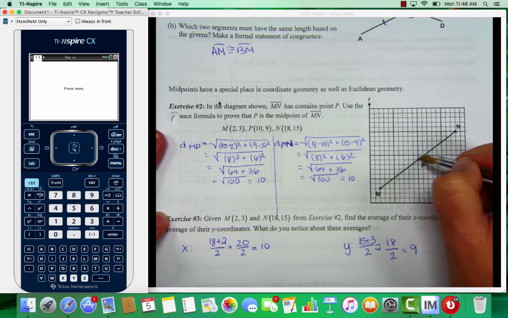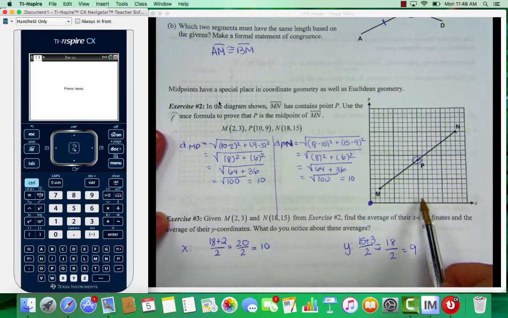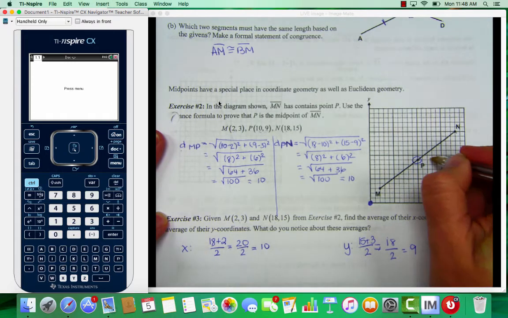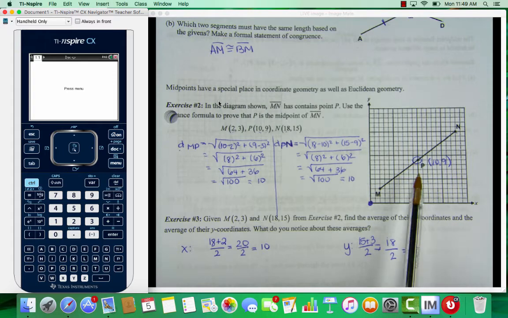Now, if I look at this point P right here, this is my origin, and so that point P has coordinates 1, 2, 3, 4, 5, 6, 7, 8, 9, 10. 1, 2, 3, 4, 5, 6, 7, 8, 9. So that point P has coordinates 10, 9. So if I know my 2 endpoints, and I find the average of the x's, and I find the average of the y's, that will give me the coordinates of my midpoint.